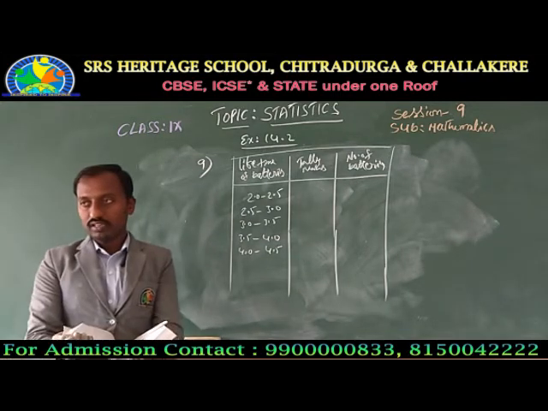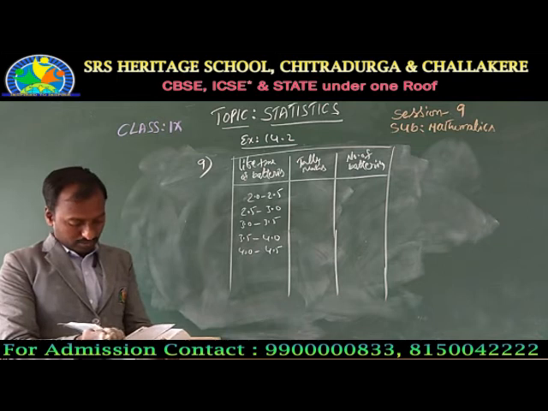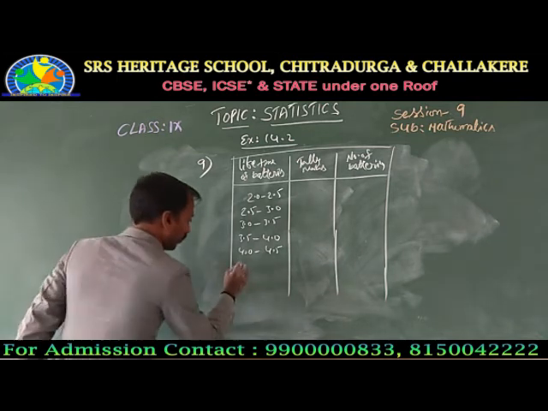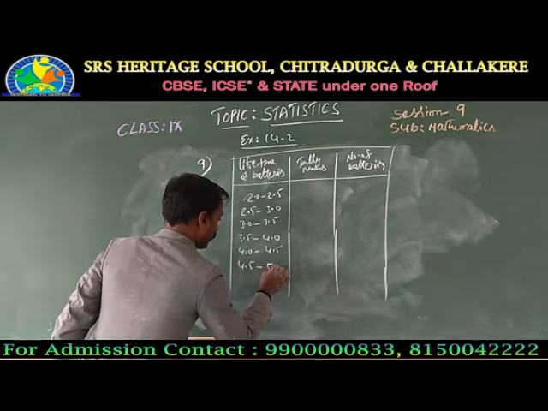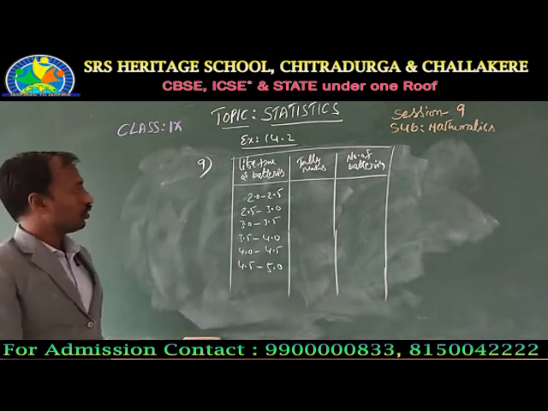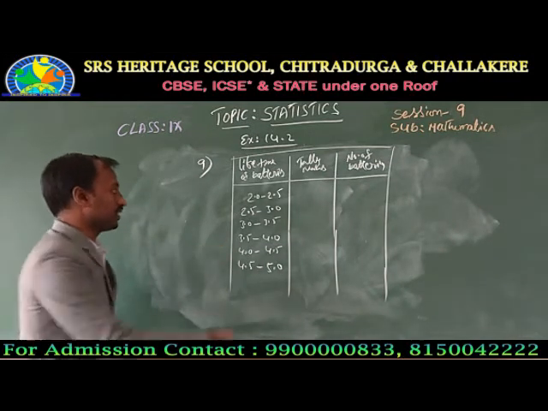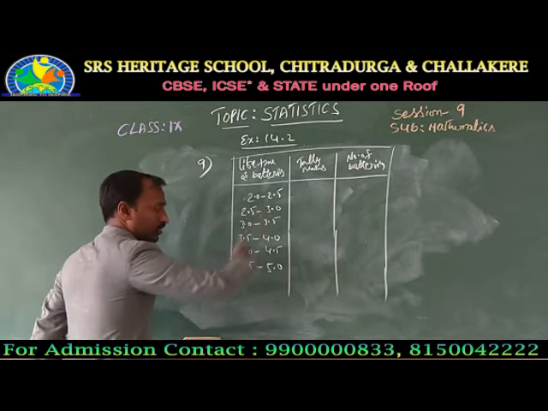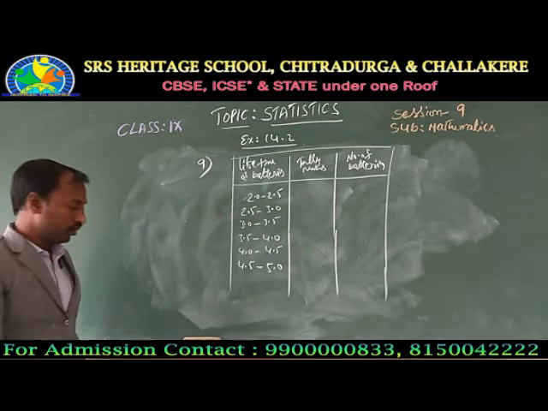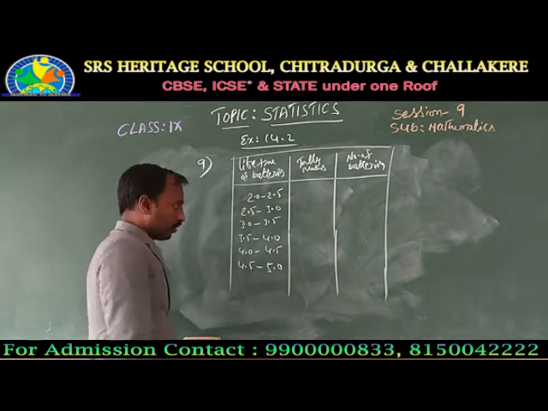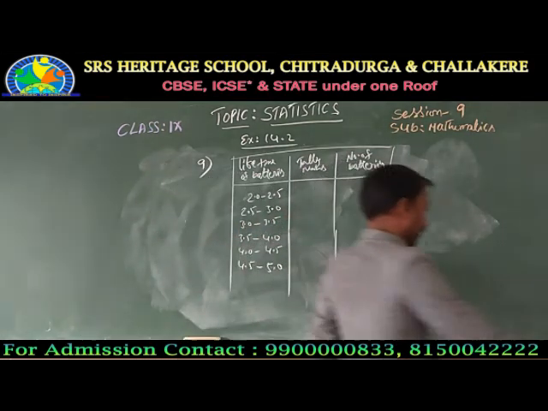What is the maximum we have to go up to? The maximum is 5, so we go up to 5, that is 4.5 to 5. This is also an exclusive class interval. These are exclusive class intervals only. So now find the frequencies.